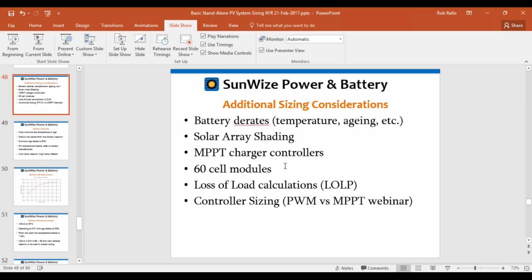Okay, I'll try to go through a few of these additional considerations quickly. Basically, battery derating for temperature and aging, like I mentioned before. Shading, I think we've covered that in pretty good detail at this point, but I will mention a couple of things on that. Maximum power point tracker controllers, 60-cell modules, loss of load, and then a little bit more about PWM versus MPPT.